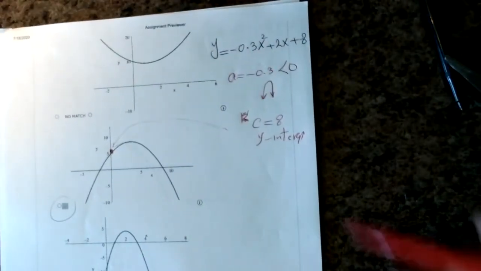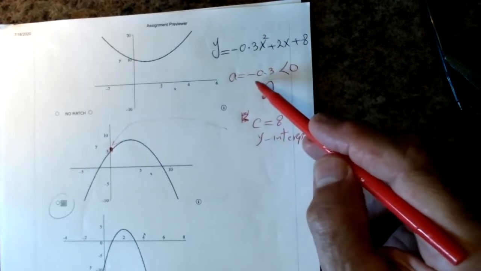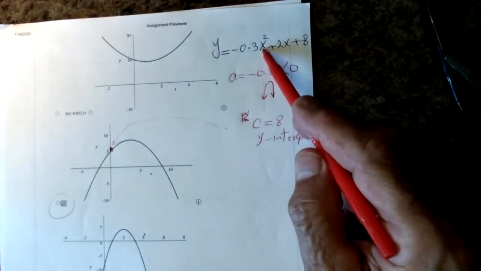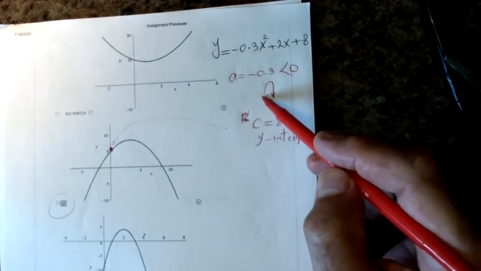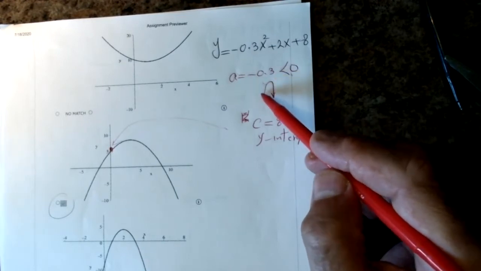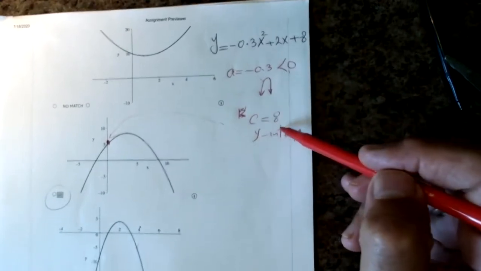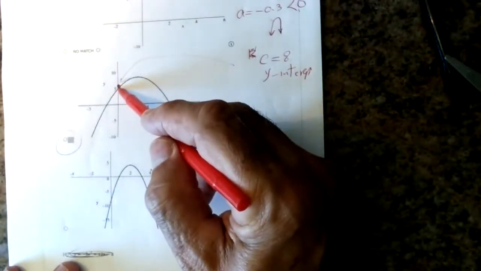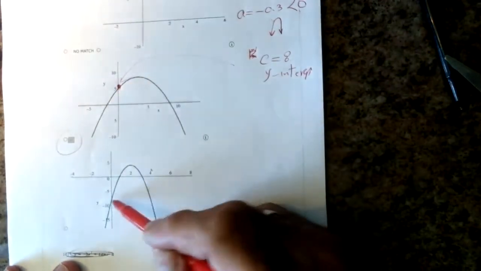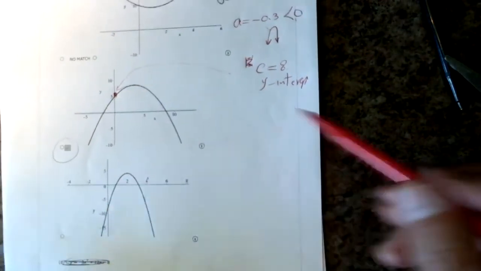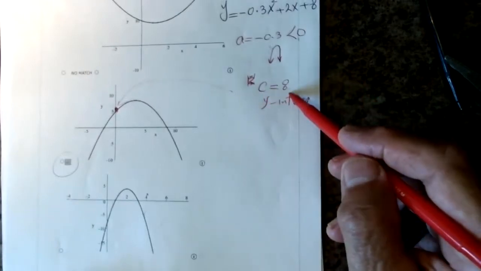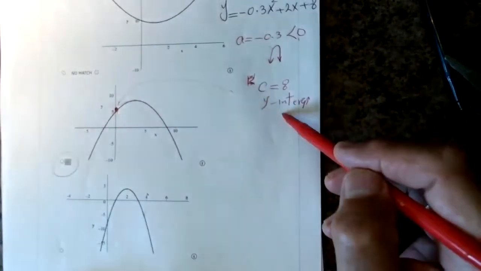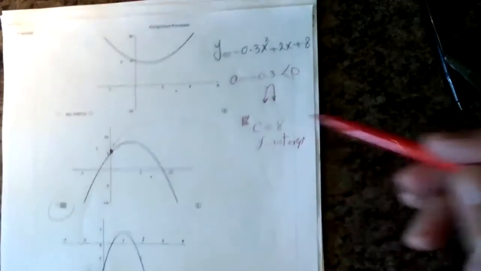Same thing. What is the A value? A value is minus 0.3. A value is the number sitting next to x². It's less than 0, so we know the parabola is going down. So it's one of these two. But the y-intercept is 8. Which one of these two has a y-intercept of 8? This one. Because this is a negative. Okay? So y-intercept is positive 8, and the graph is going down.